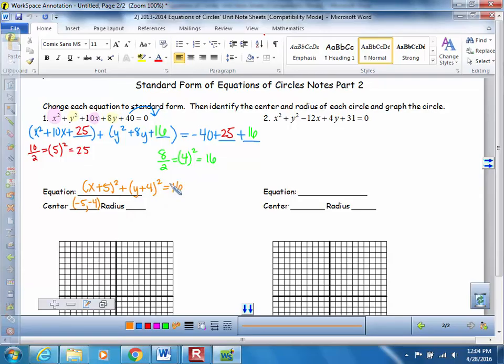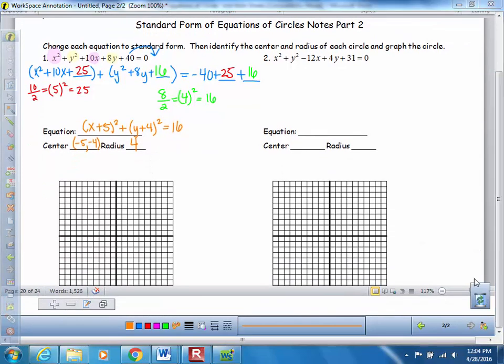And then my radius is going to be what I get when I take the square root of 16, which gives us 4. So I would graph negative 5, negative 4. And then from there, I would go out 4 in every direction. And then draw my circle.